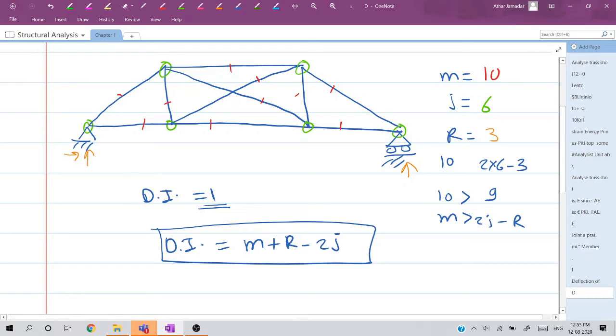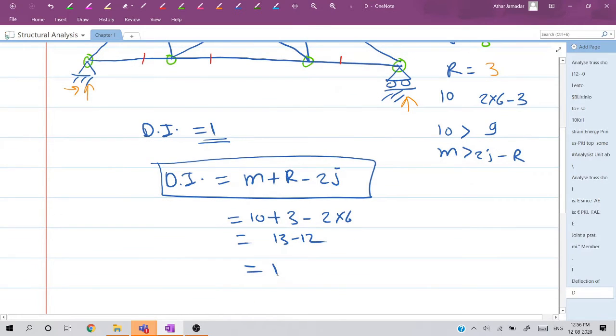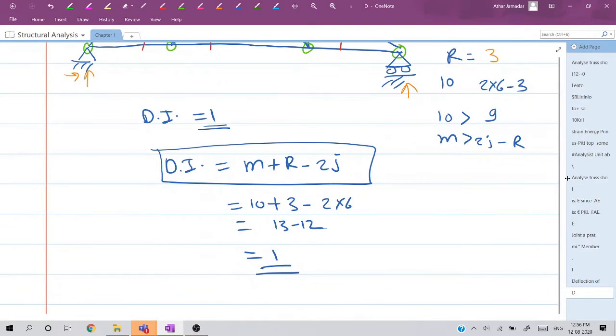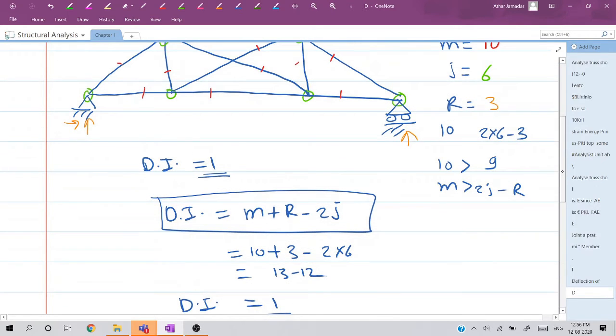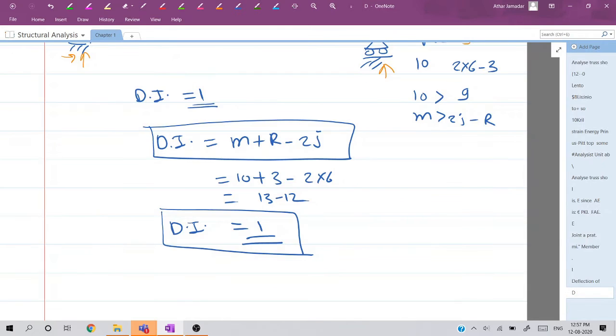Now if you want to directly find the degree of indeterminacy for this given problem, put m is equal to 10, plus r is equal to 3, minus 2 into 6. So this is going to be 13 minus 12, which is 1. So the degree of indeterminacy for this particular truss is equal to 1. This means this truss is indeterminate to the first degree. The degree of indeterminacy for a determinate truss will always be 0. Remember this.